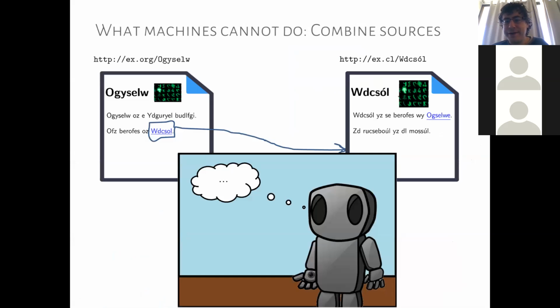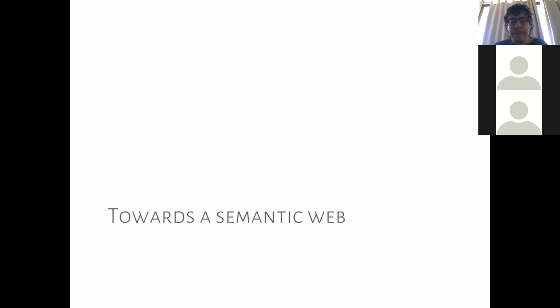So what machines cannot do is intelligently combine sources. They cannot, for example, take two documents, read them, and then give an answer that's based on the content of both. They cannot do this because they don't understand the documents. They can't intelligently combine the content.